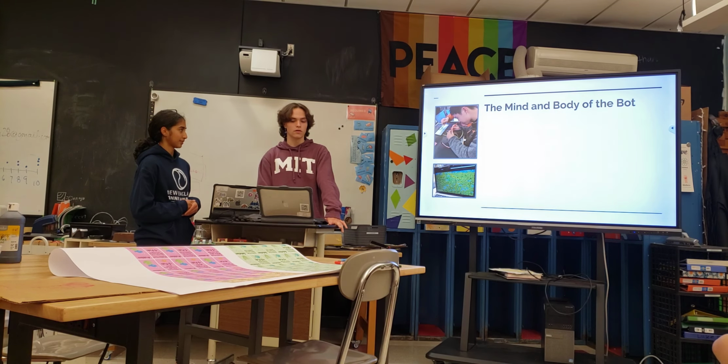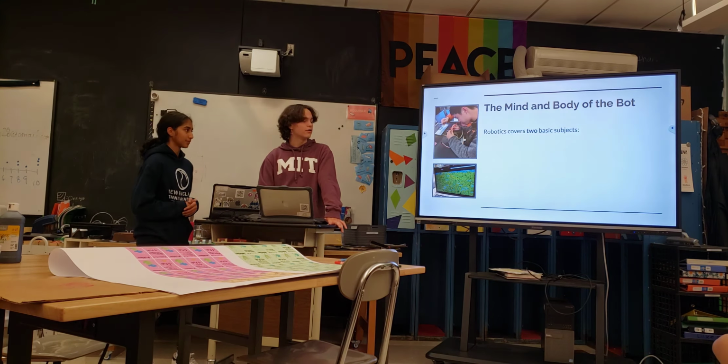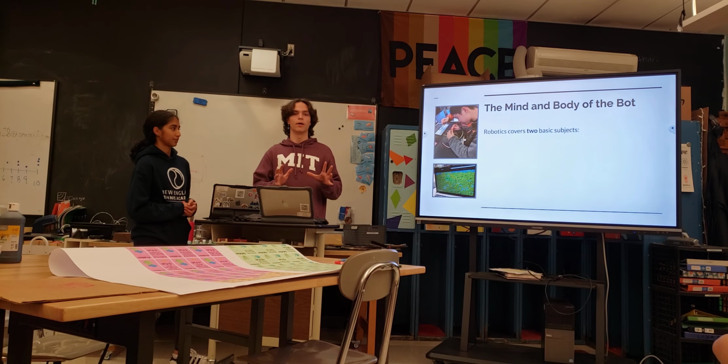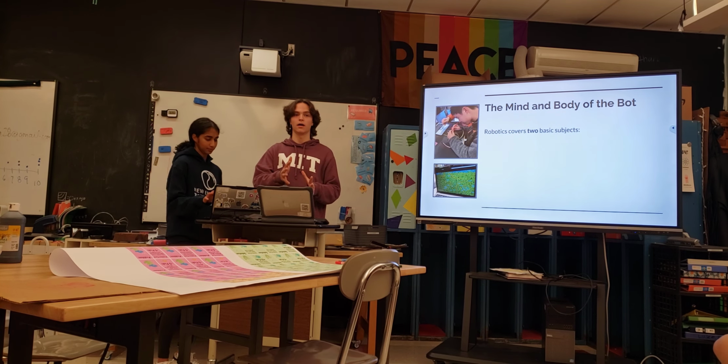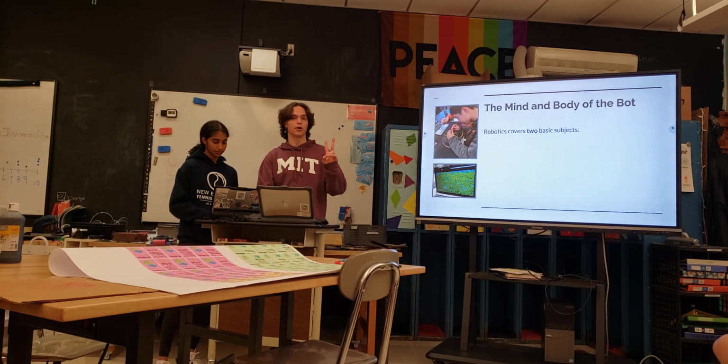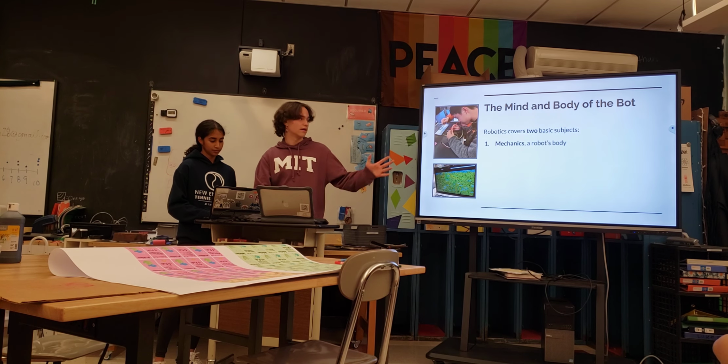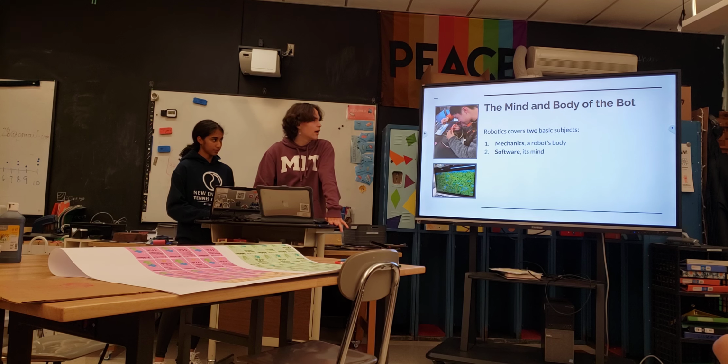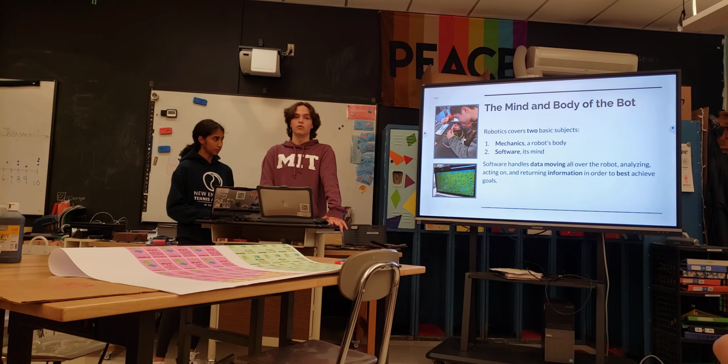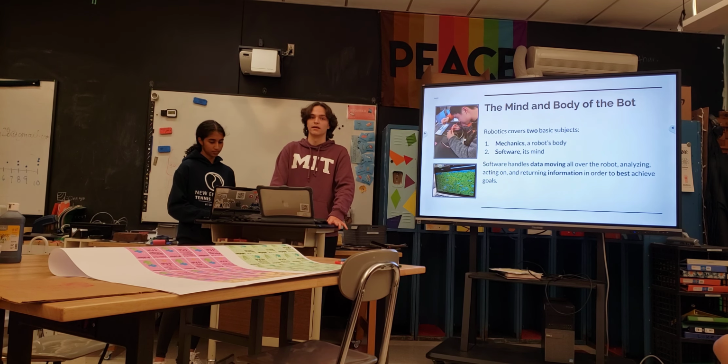All right. So when you're thinking about a robot, you're generally thinking about its physical body. But there are actually two different parts to any good robot. There's the mechanics: the body, the moving parts, the joints. And then there's the software, its mind, everything that it thinks about, how it processes information. Software is all about data moving and how we read and control that data and use it to move the robot.